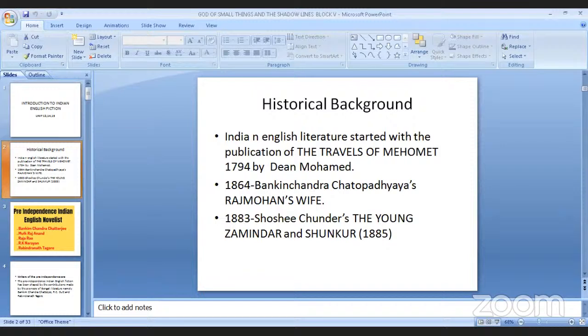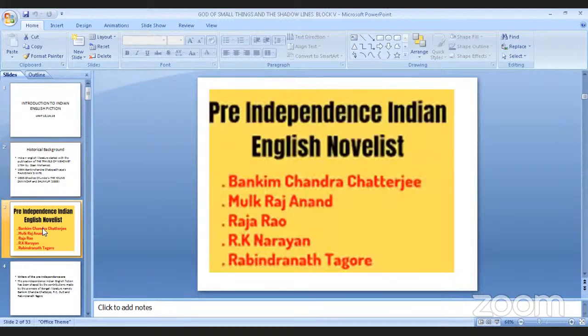Then again in 1864, Bankim Chandra Chattopadhyay's Rajmohan's Wife. Then in 1883, Shoshi Chandra's The Young Zamindar and Shankar. These were some of the writers who wrote in English. So they are Indians writing in English, hence it is called Indian English fiction. But the majority of them haven't written much fiction. Especially The Travels of Dean Mohammed was like a biography, about his experiences. So they are basically non-fiction kind of things, right?